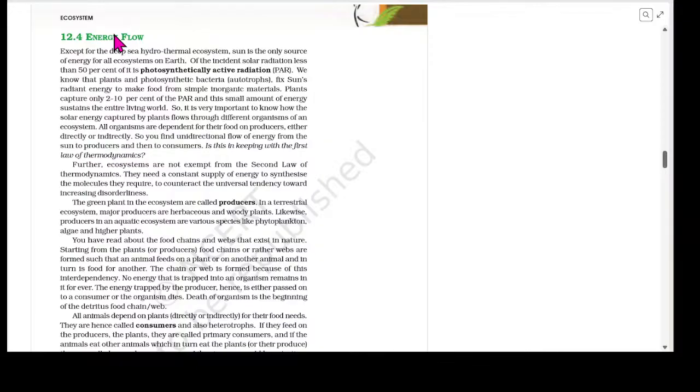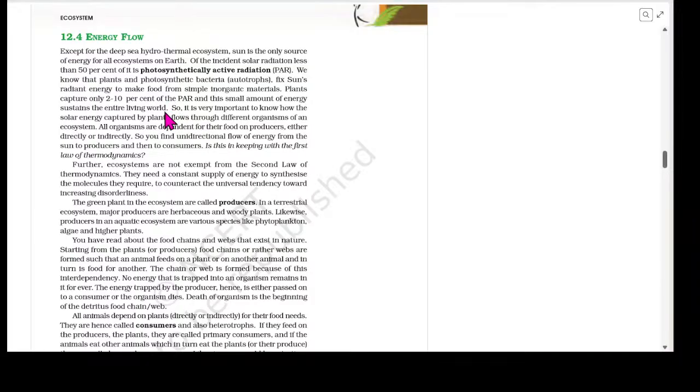Next topic is energy flow. Except for the deep sea hydrothermal ecosystem, sun is the only source of energy for all the ecosystems on earth. Of the incident solar radiations, less than 50% of it is photosynthetically active radiation, which is PAR. We know that plants and photosynthetic bacteria, autotrophs, fix sun's radiant energy to make food from simple inorganic materials. Plants capture only 2 to 10% of the power, and this small amount of energy sustains the entire living world.